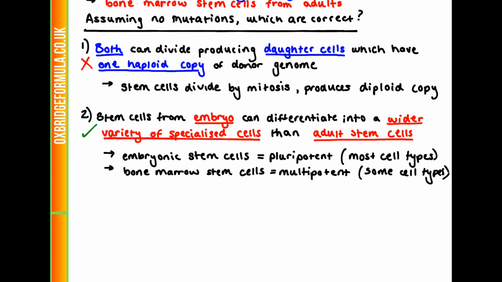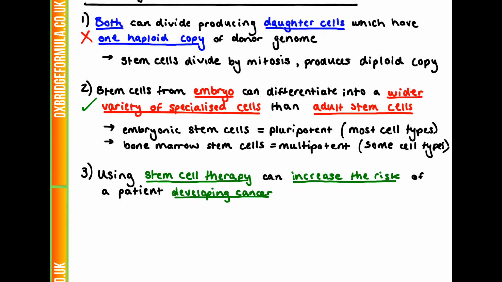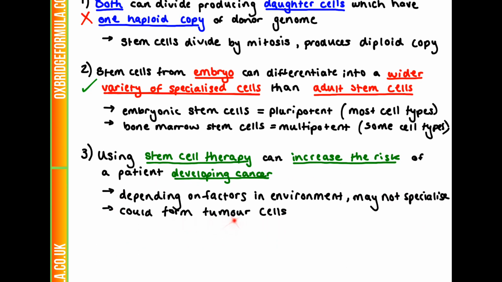So finally, our last statement, using stem cell therapy can increase the risk of a patient developing cancer. So for this one, I'd say think about how our stem cells develop and how might this cause cancer. Well, stem cells use factors from the environment to work out how they're going to differentiate. So depending on the factors in the environment, they may not specialise into what they're supposed to be, and they can form tumour cells.